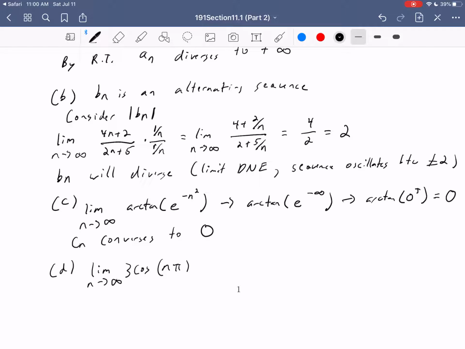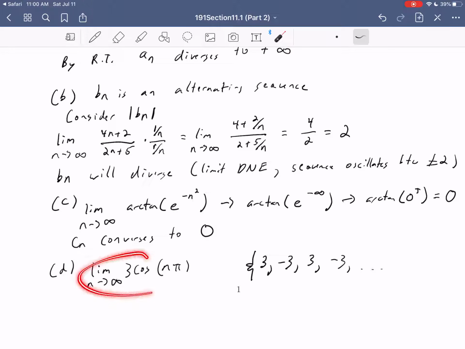Well, we might be a little suspicious about this because the limit as n goes to infinity of cosine doesn't really sound like it's going to exist. If we actually think about what the terms of this are, let's imagine that we start with n is 0. So we'd have 3 cosine of 0, which means that the first value would be 3. Then at 1, we'd have 3 cosine of pi, which would be negative 3. And then at 2, we'd have 3, and then negative 3, and so on.